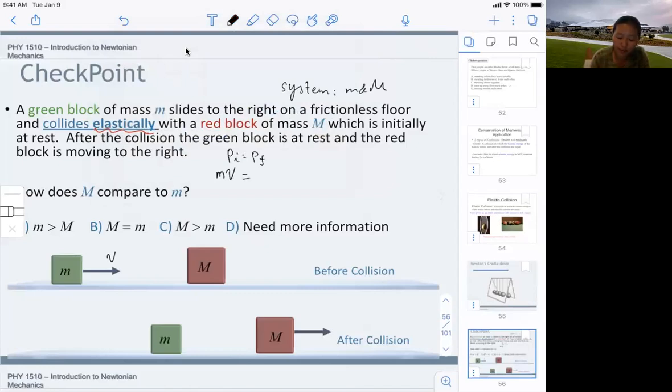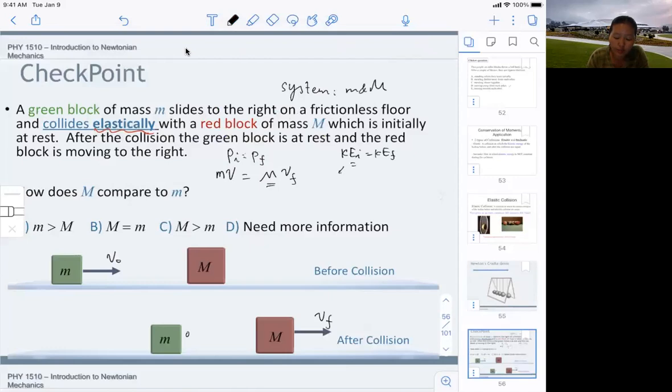Finally, the green block is 0, and the red one is Mv. Let's call the initial velocity v naught and this one v final. It doesn't tell us what v final is. If that's all the information we know, we can't tell how capital M compares with little m. But it also tells us it collides elastically, so kinetic energy is also the same. That's the other condition we know because it's an elastic collision.